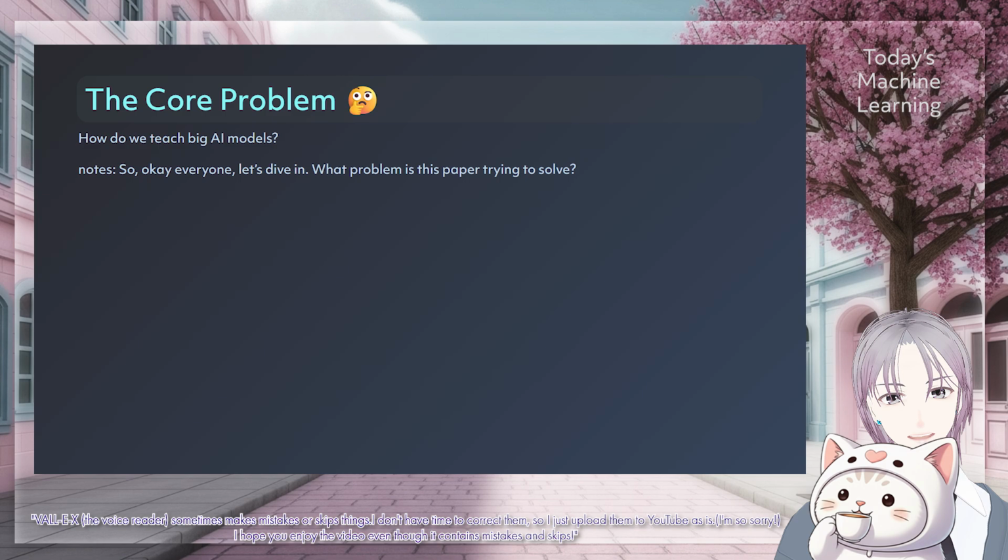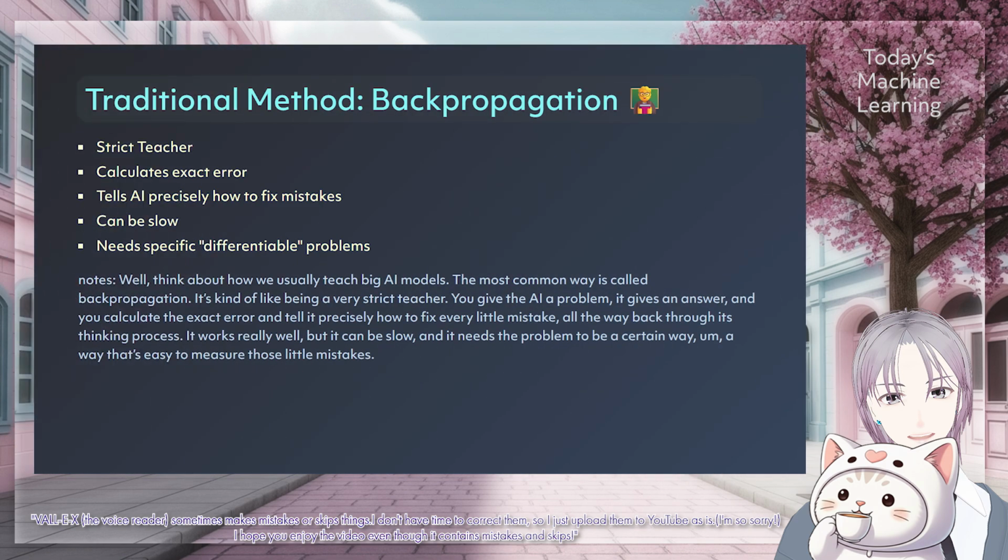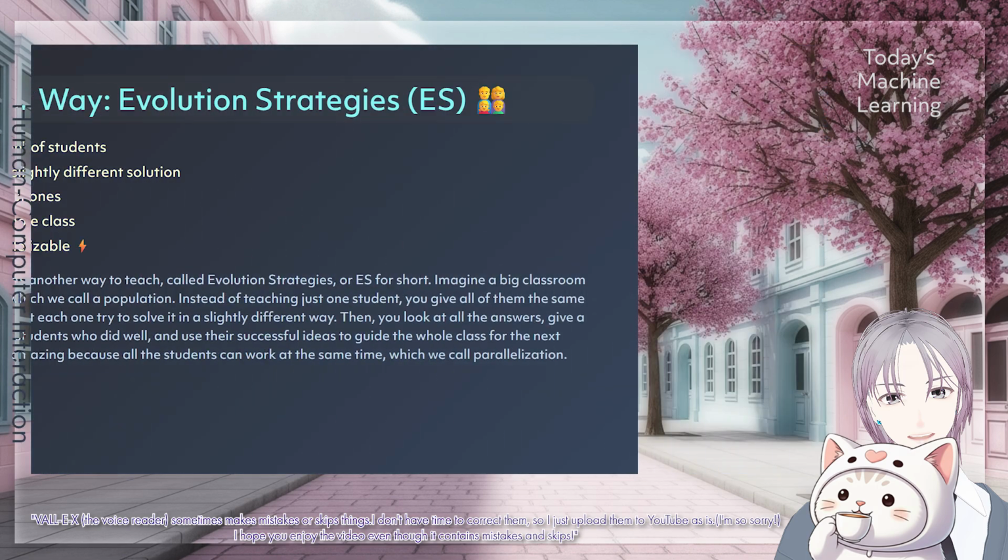What problem is this paper trying to solve? Well, think about how we usually teach big AI models. The most common way is called backpropagation. It's kind of like being a very strict teacher. You give the AI a problem, it gives an answer. You calculate the exact error and tell it precisely how to fix every little mistake, all the way back through its thinking process. It works really well, but it can be slow. And it needs the problem to be a certain way, one where it's easy to measure those little mistakes.